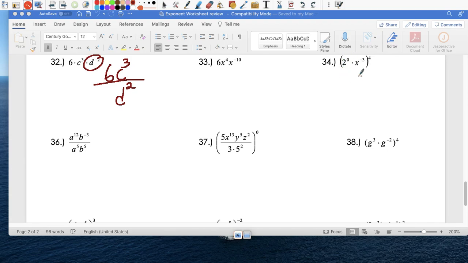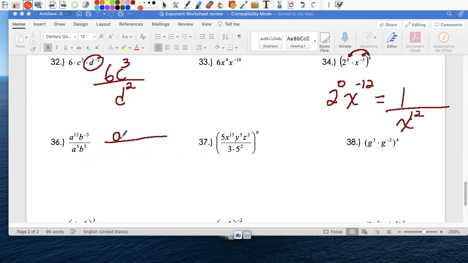Okay, here we're going to use the expanded rule. So we're going to take that 4 multiplied by that. Multiply the 4 times negative 3. So let me take the parentheses out and then write 2 to the 0 times x. So 0 times 4 is 0. X to the negative 3rd times 4 is negative 12. We all know that 2 to the 0 is 1, right? But x to the negative 12th power, to make it a positive, we throw it to the denominator and make it final answer.